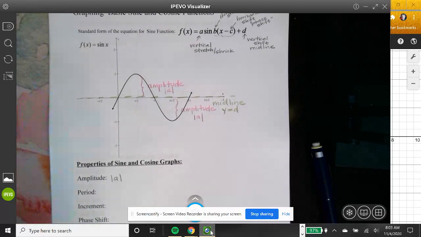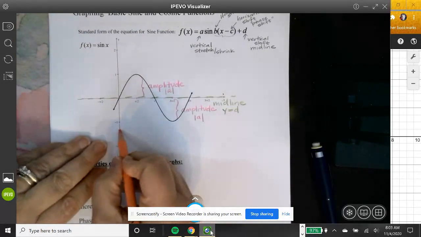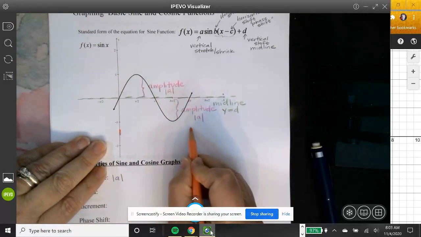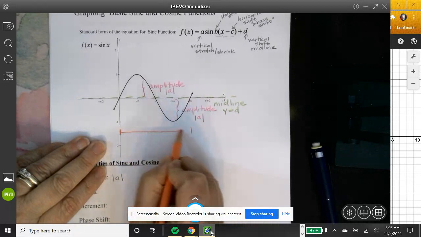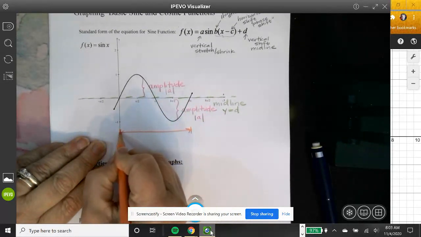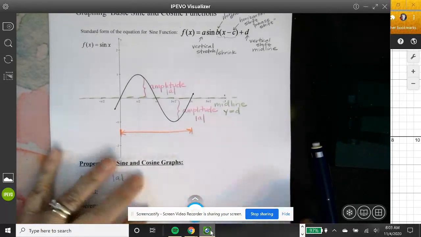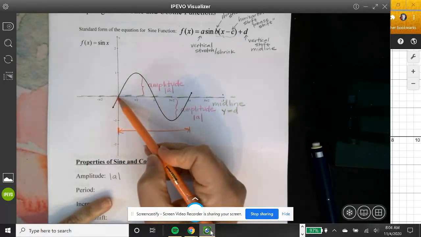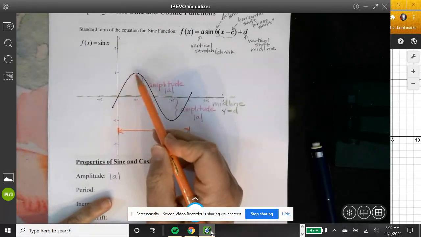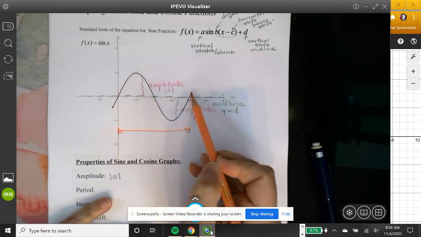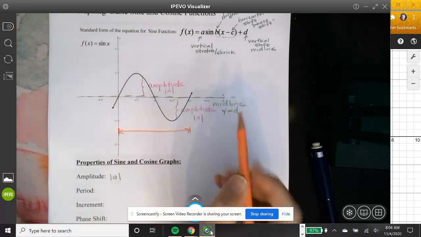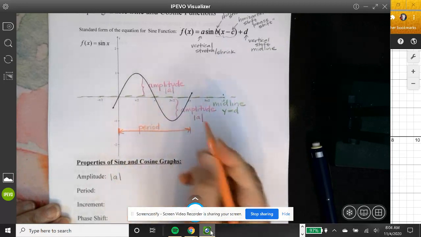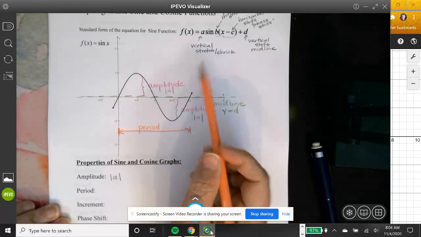Now the period is the distance it takes for a sine or a cosine curve to go through one complete cycle. What do I mean by that? It's like one time around the unit circle, where I go from 0 to 2 pi. That's one up-down cycle on the sine curve, and that's the period. In this case, it's 2 pi.